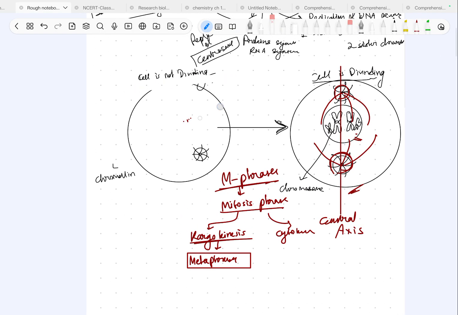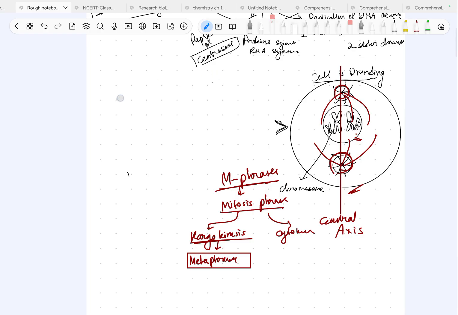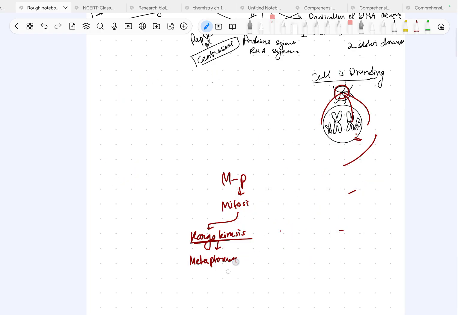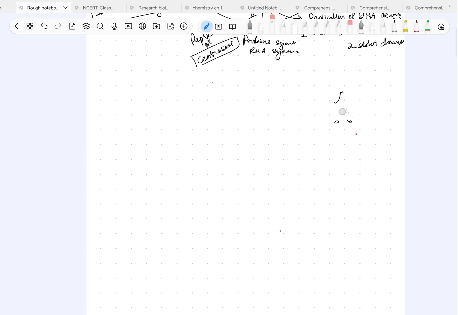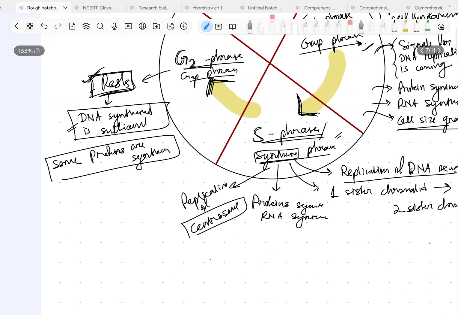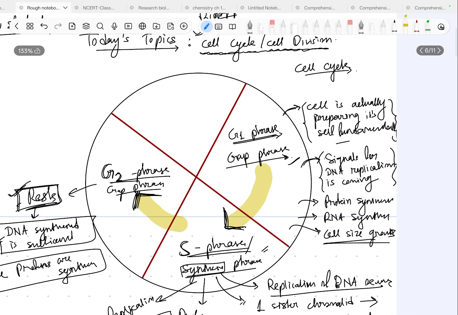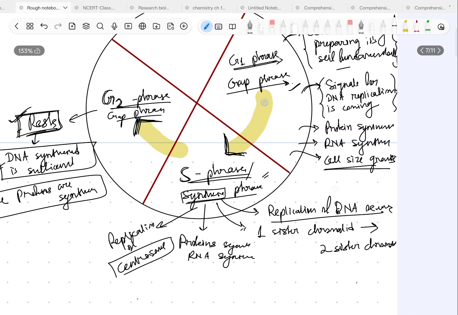Okay, so this was the fundamental thing. Let's dive into our topic. Now the cell has gone from the G1 phase to the S phase.